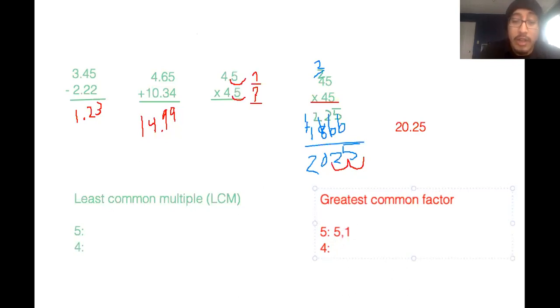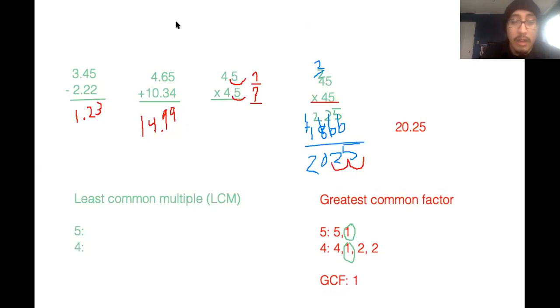To get 4, you've got 4 times 1, and then you have 2 times 2. So in this problem, your greatest common factor, your GCF, would be 1, because that's the only number they both have in common, and that's the biggest one. So 1 is the greatest common factor. It's the only number they both use to multiply to actually get the value you want. So for 5 and 4, 1 is the greatest common factor, because no other number is there.